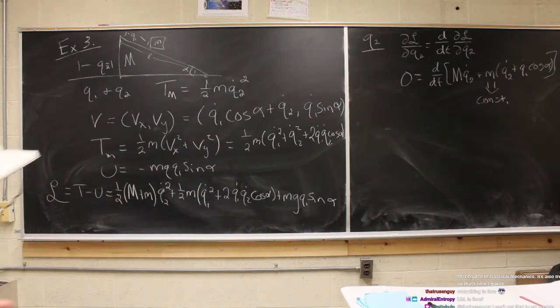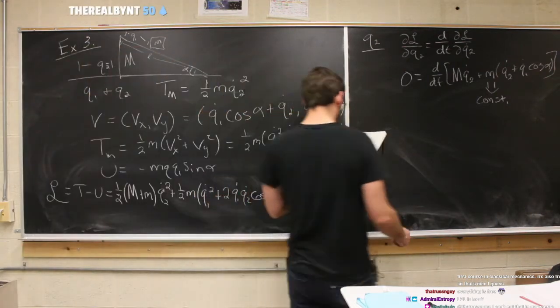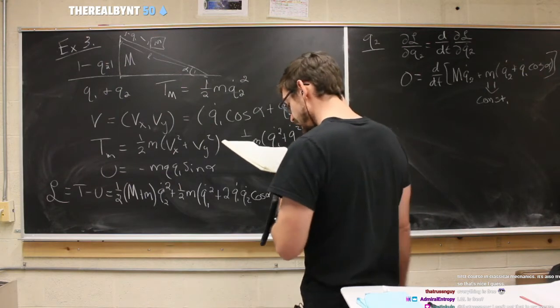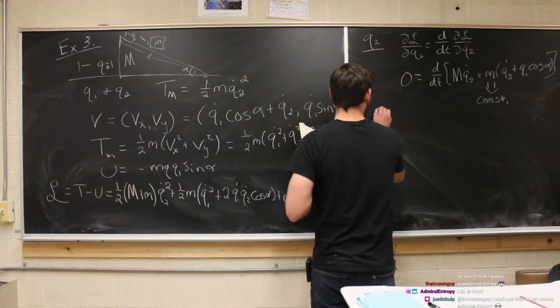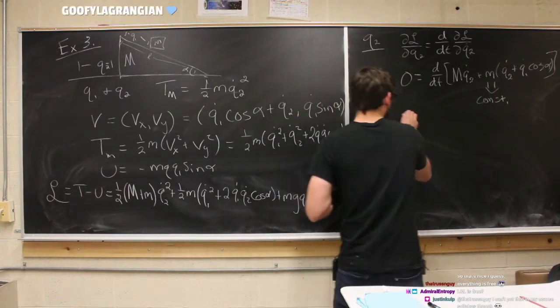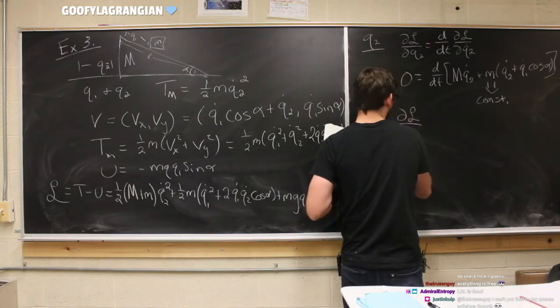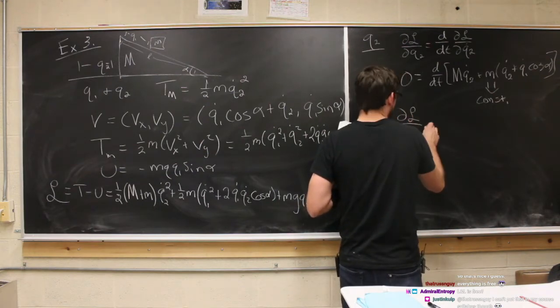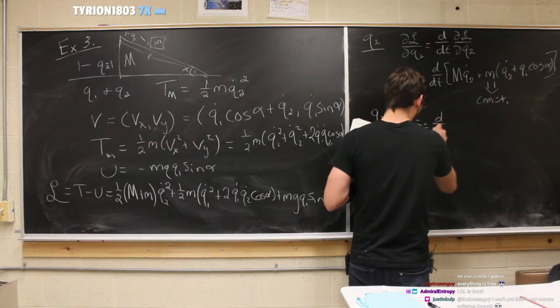Okay, and then let's see here. So we can do q1 now, which is a little bit more complicated because there are both q1 in the Lagrangian as well as q1 dot.